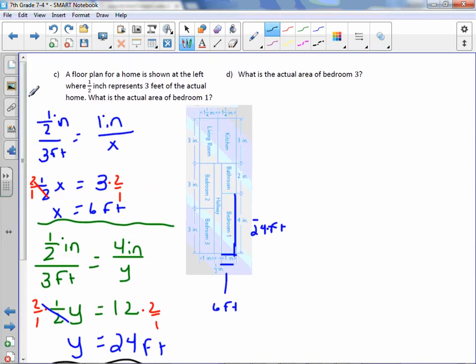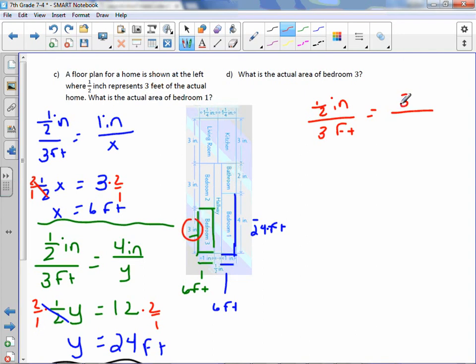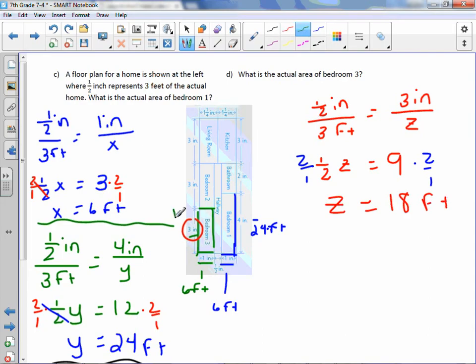Letter D. What is the actual area of bedroom 3? So bedroom 3 is on this side. It looks like we have 1 inch again, which, don't do the math twice, I know is 6 feet from my earlier question. But now let's convert that 3 inches. Using the same scale, 1/2 inch over 3 feet equals z over z. We're converting 3 inches, and I'm going to use a different variable. Cross multiply, 1/2 z equals 9. Multiply by the reciprocal to get your variable by itself, and we get z equals 18 feet. So this measurement is 18 feet.